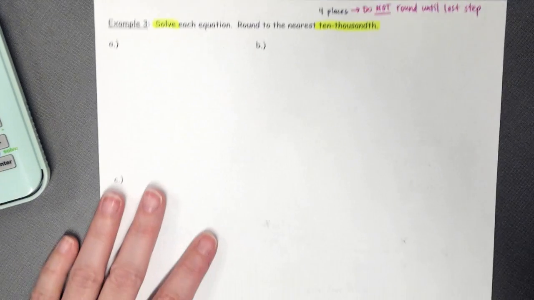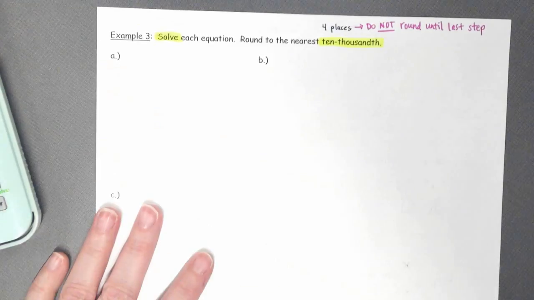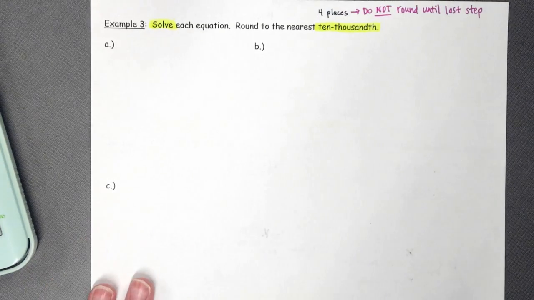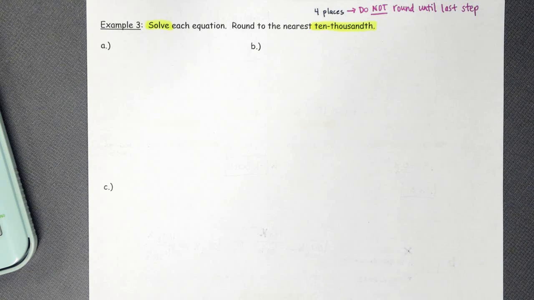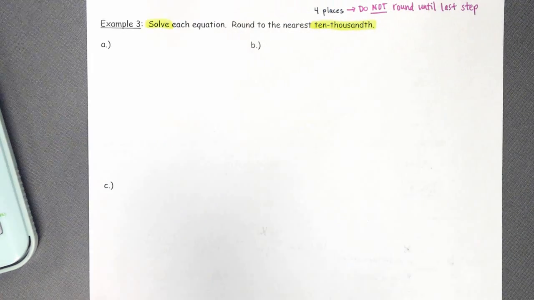You're doing sig figs? Oh, good. Yeah, because you would be off for a little bit. Yeah, if we can be as exact as we can, that's always a good thing.